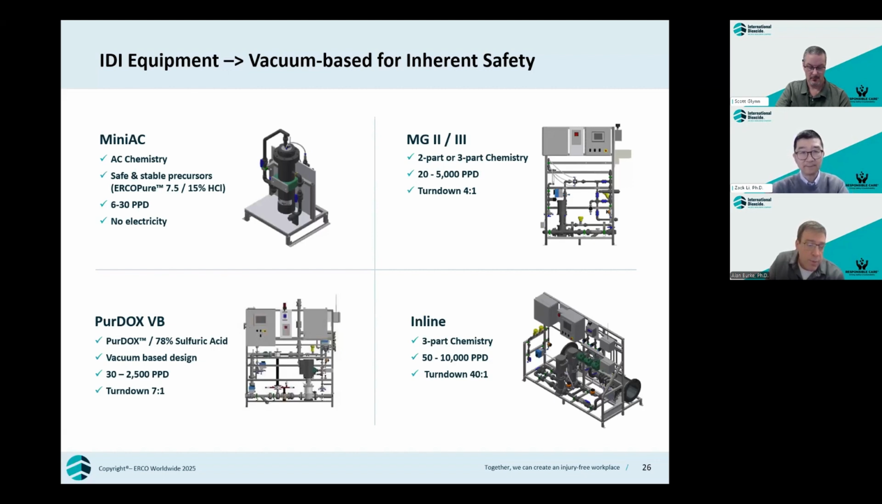The Byproducts system is shown in the bottom left here. Now we have scales ranging from 30 up to 2,500 pounds per day with turn down ratios of 7 to 1 for each platform. And again, that uses the chlorate-based chemistry to drive that reaction.